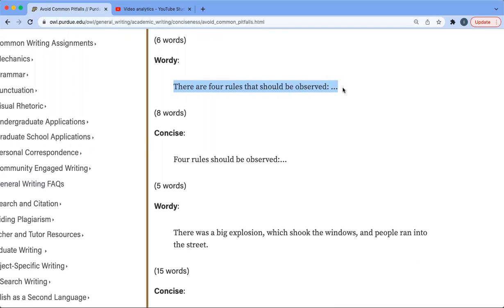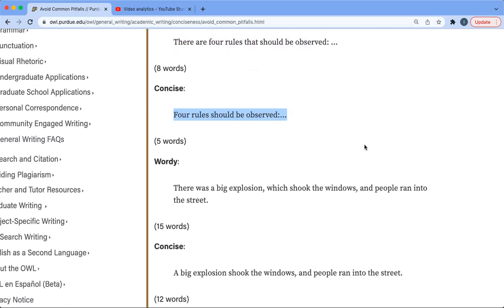There are 8 words. If you want to write it down, see how close it is to the sample answer in here. There are 4 rules that should be observed, change into 4 rules should be observed. So you can eliminate expletives such as it is, or it plus verb be, or there plus verb be.